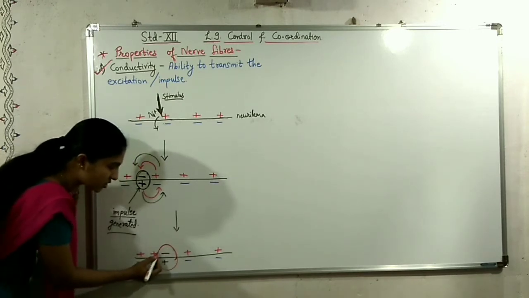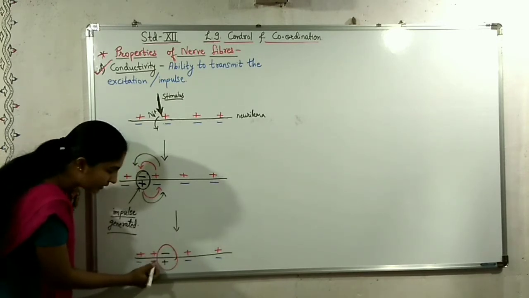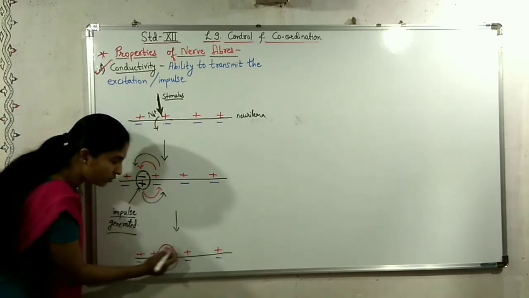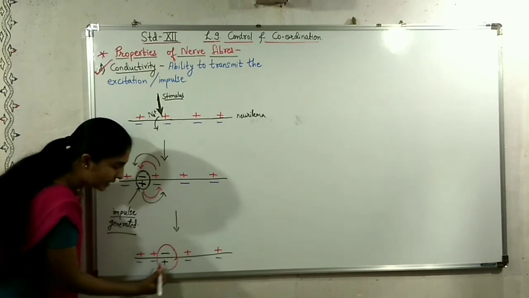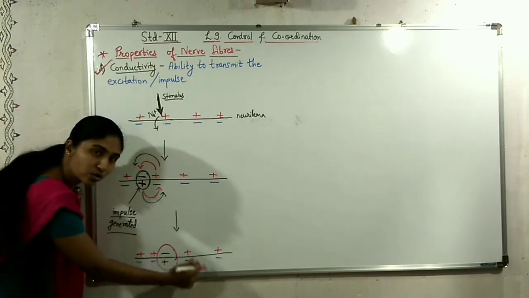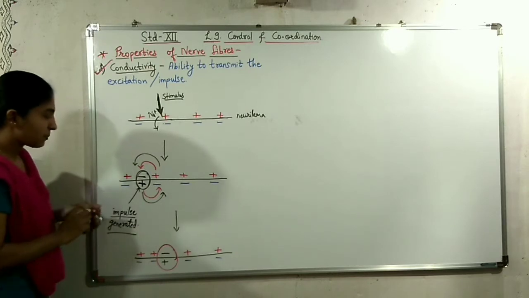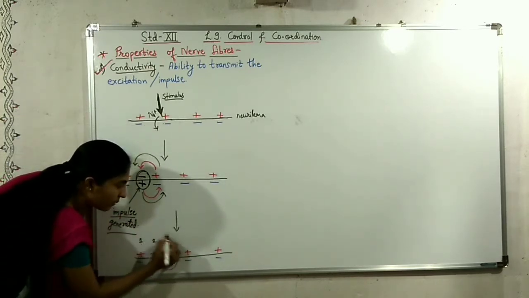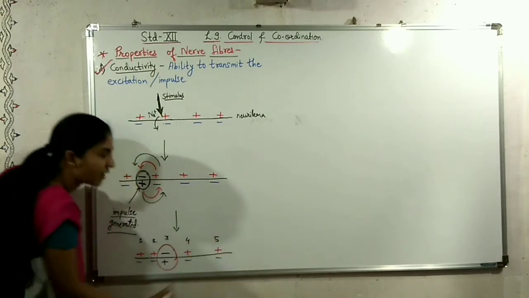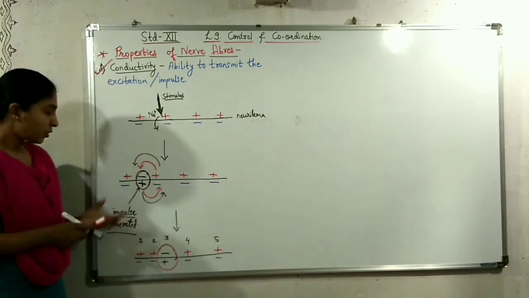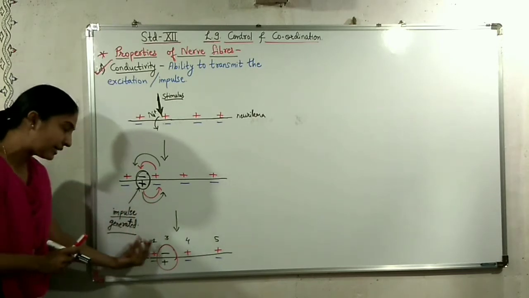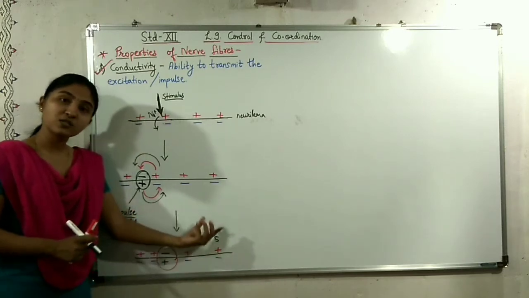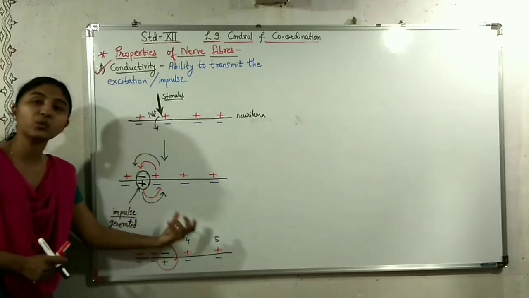The positive charge comes to this side and negative charge moves this side, whereas the negative charge on the outer membrane is transferred to that side, and positive charge is also transferred to that side. Suppose we name these points as point number 1, 2, 3, 4 and 5. When the impulse is generated, it has to be transmitted from one point to another point.